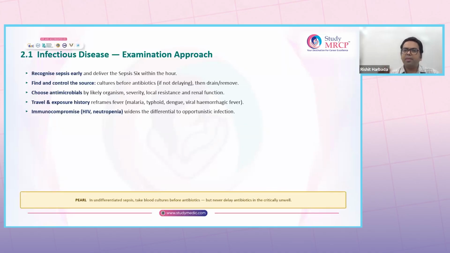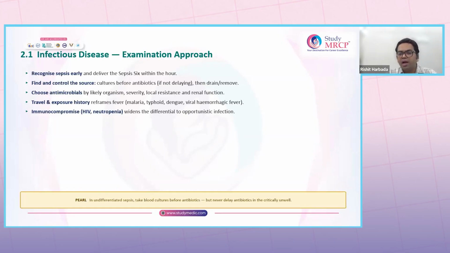You choose the antibiotics depending upon where the organism is. If there is pyelonephritis, you treat mainly with gram-negative cover. If there is infective endocarditis, you give more gram-positive cover. You have to consider local resistance and renal function, and monitor everything. You have to see their travel and exposure history, whether they have had recent travel, and any history of malaria, dengue, viral fever, etc. Immunocompromise may also be a factor, and patients may have opportunistic infections, where I'll be talking about HIV, etc., which is very important.